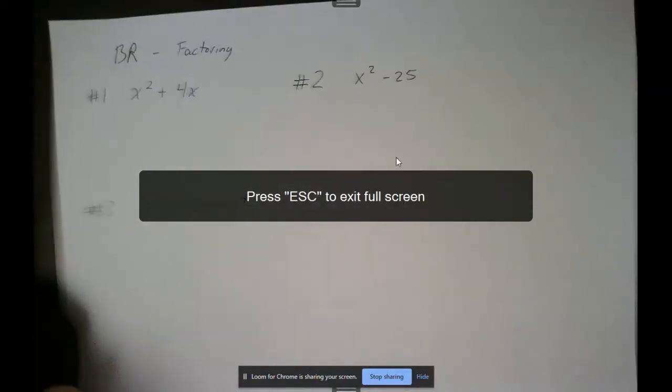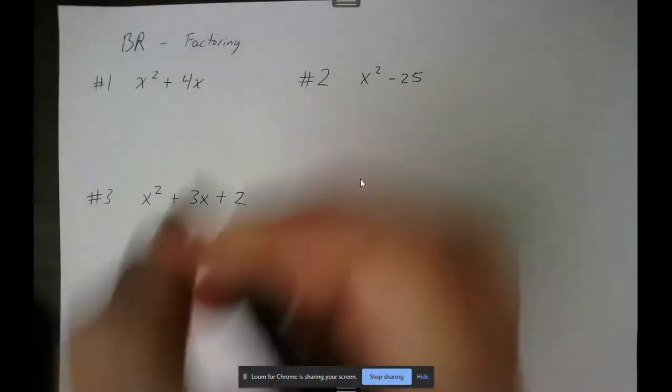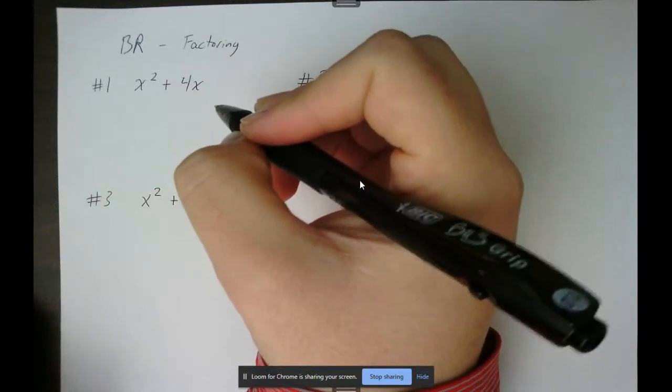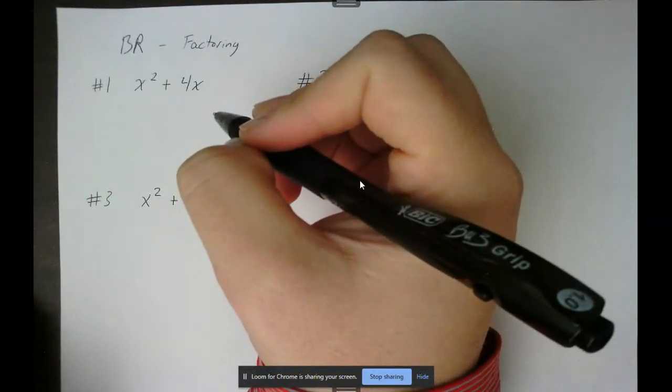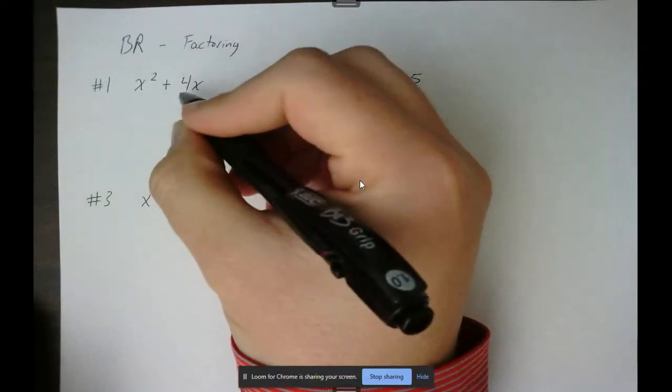So we want to take a look at these three factoring problems that you had for your bell ringer. So what's the first one? Factoring by what? What are we factoring by? What are we doing here? Greatest common factor. And what is the greatest common factor between these two things?